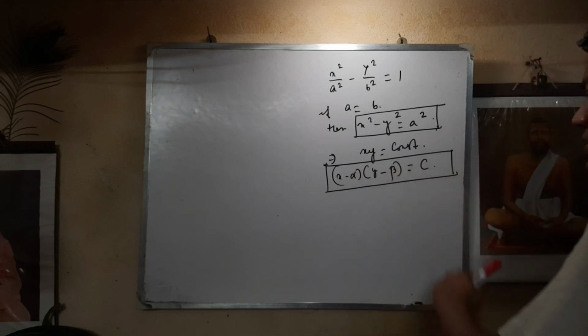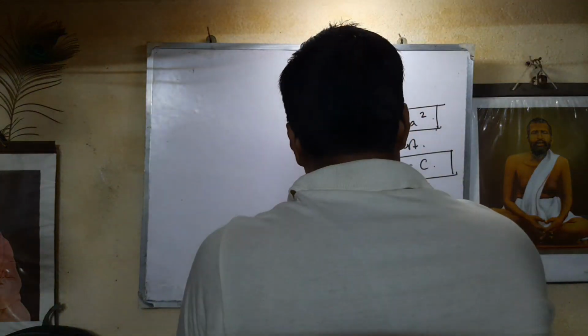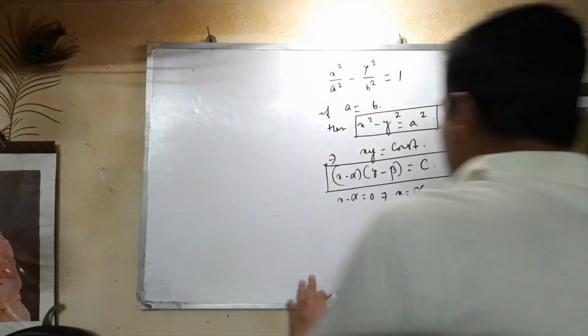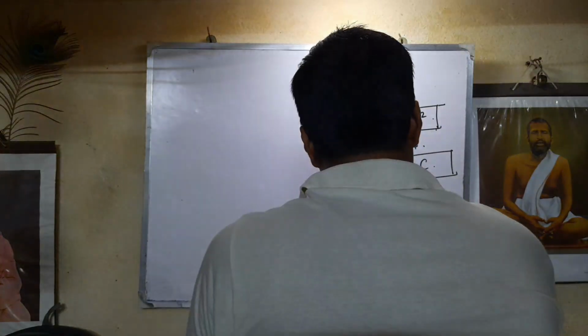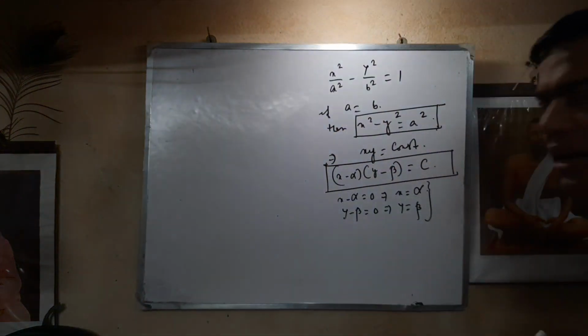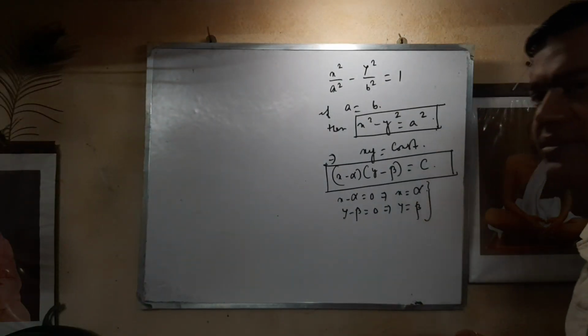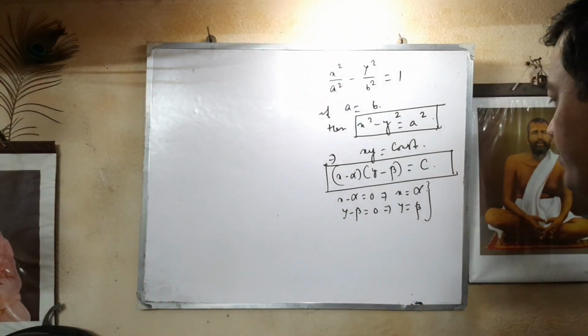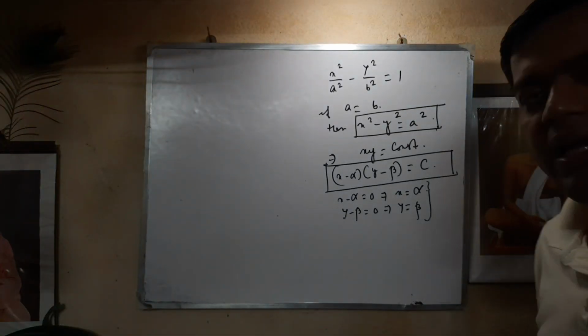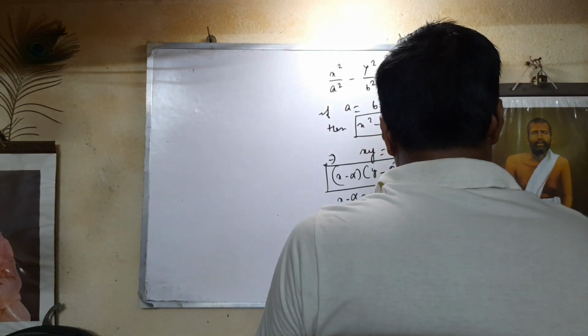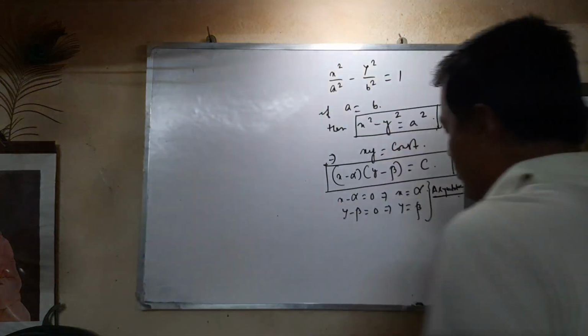be, asymptotes to this hyperbola will be x minus alpha equal to 0, that is x equal to alpha. It will be an asymptote to the hyperbola, and similarly y minus beta equal to 0 or y equal to beta. So the two asymptotes to this rectangular hyperbola are given by the straight lines x equal to alpha, which is parallel to y axis, and y equal to beta, which is parallel to x axis. These two are the asymptotes.